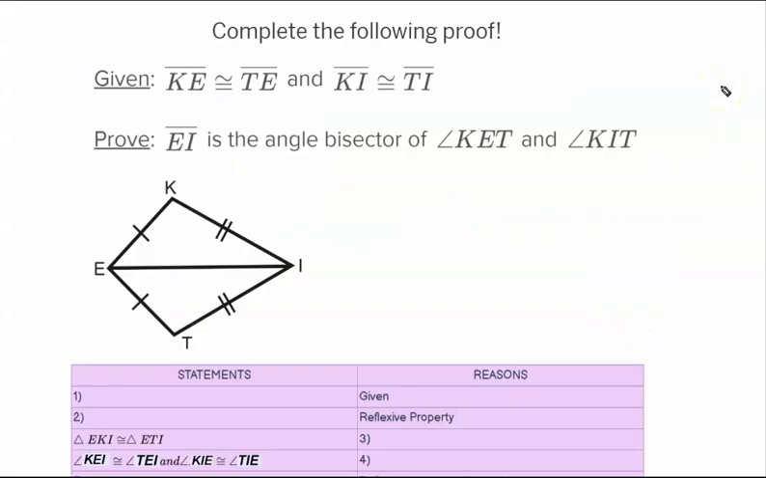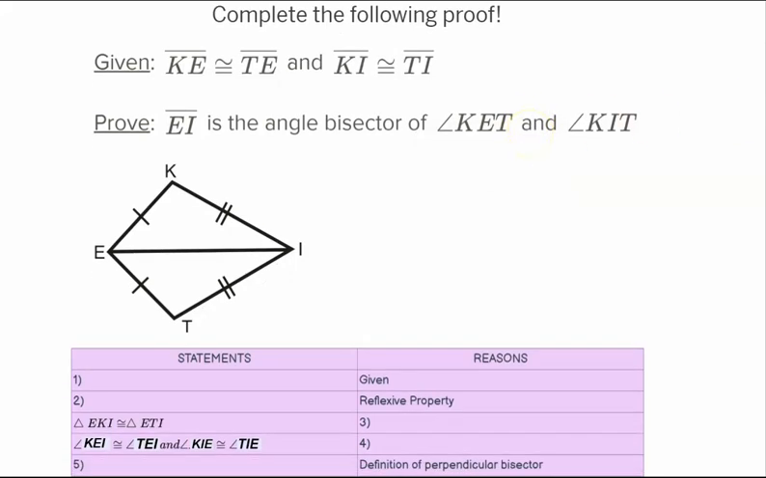This is the final practice problem, and we have a proof that we're going to complete. We have a list of statements and reasons. We need to fill in the missing components of the statements and the reasons. So the first one is fairly simple because the reason is given. So whenever we see that, all we have to do is then fill in the statements that were already given to us. In this case, we have segment KE is congruent to segment TE, and segment KI is congruent to segment TI. Now, in this case, they're already marked with little tags on the image, so we don't have to do that.